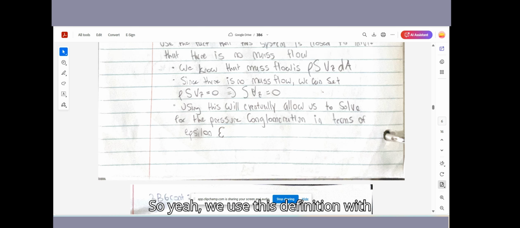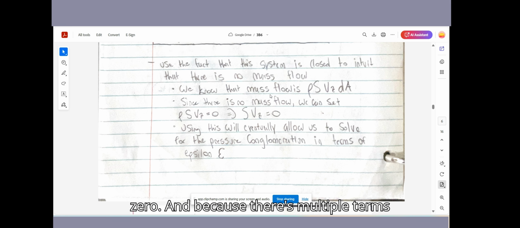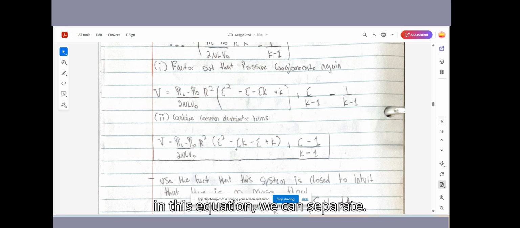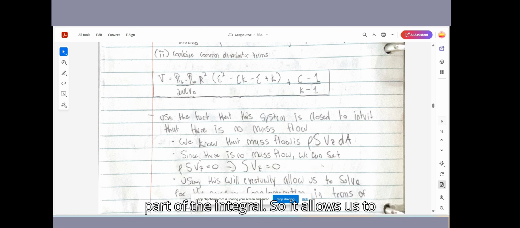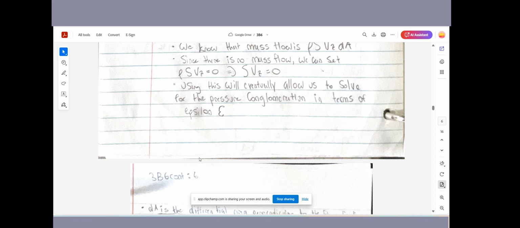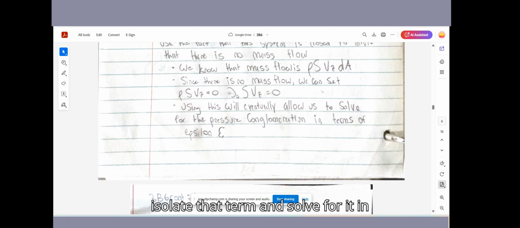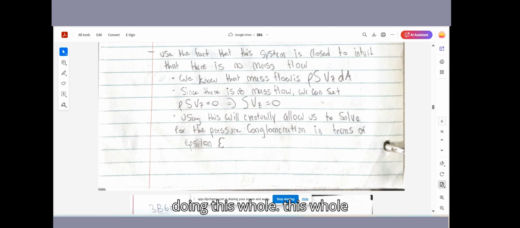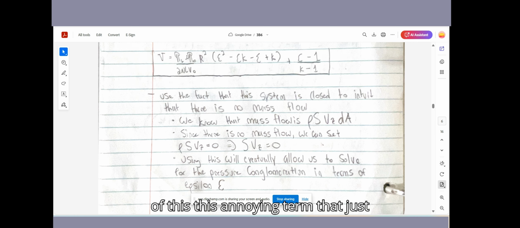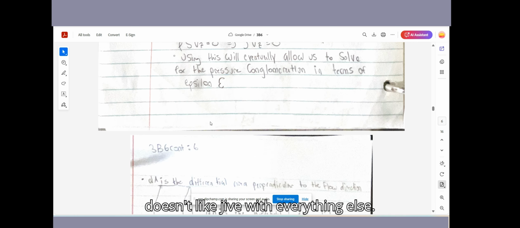So we use this definition with 0, and because there are multiple terms in this equation, we can separate. We can integrate this term and we can integrate this term separately. We can move one term to the other side, and then divide by this because it's not part of the integral. So it allows us to isolate that term and solve for it in terms of epsilon. That's why we're doing this whole mass flow thing, so you can get rid of this annoying term that doesn't jive with everything else.